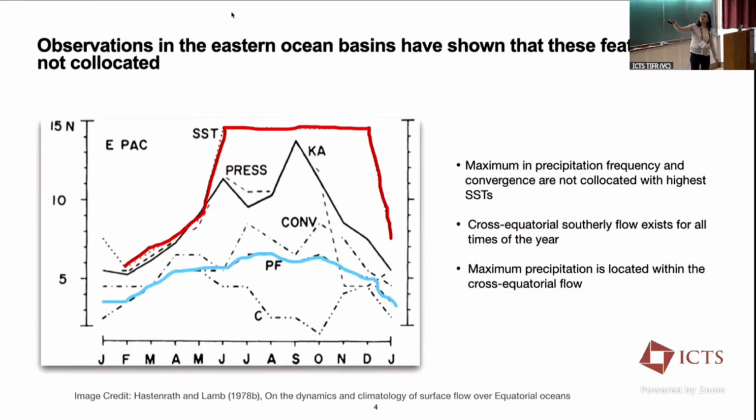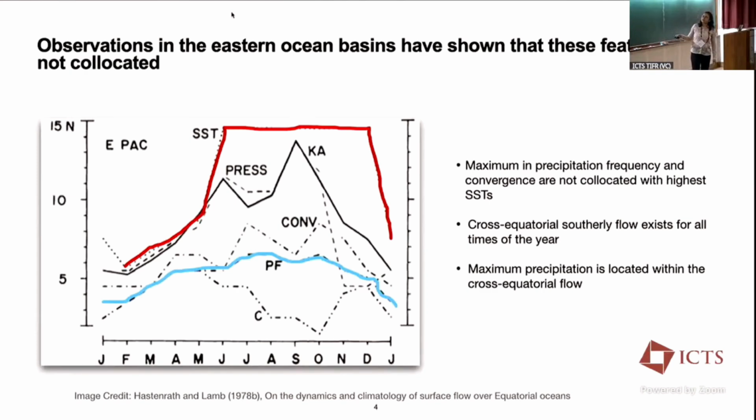And I should mention that I'm looking at the Eastern Pacific because we saw that there's east-west asymmetry, so it doesn't make sense to take the zonal average across the whole basin. So this work focused on Eastern Ocean basins. And yeah, they're not all co-located for most times of the year.